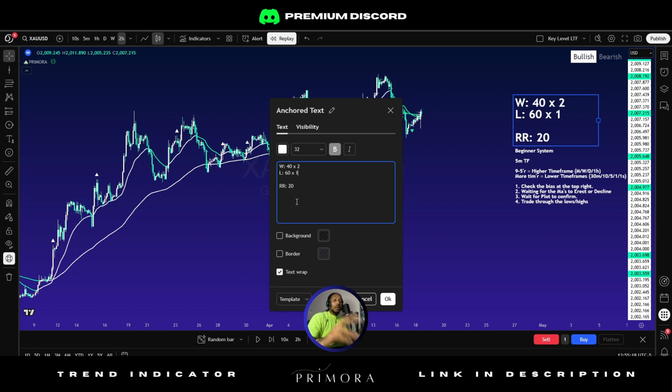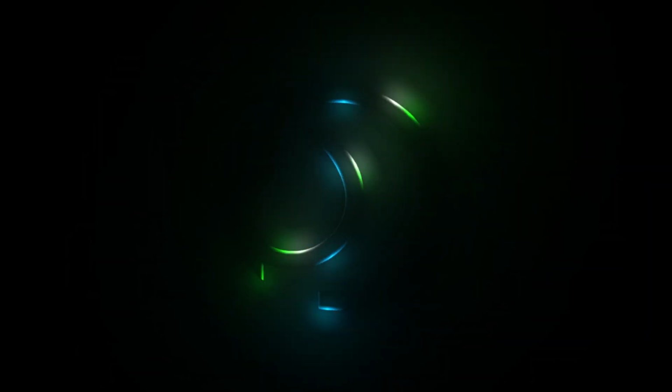And every time we win, it's 2 that we're gaining. So that's what this is, 40 times 2. So no matter what, you're profitable on this system again.